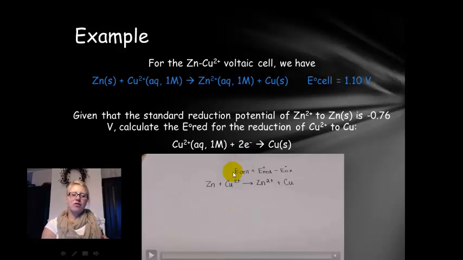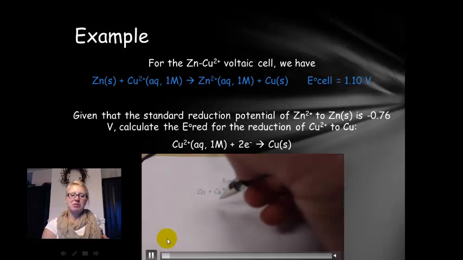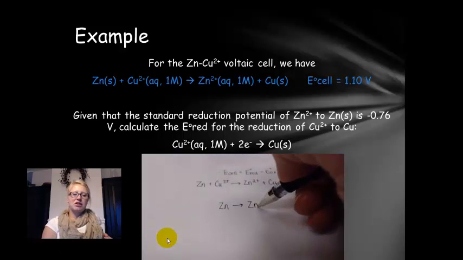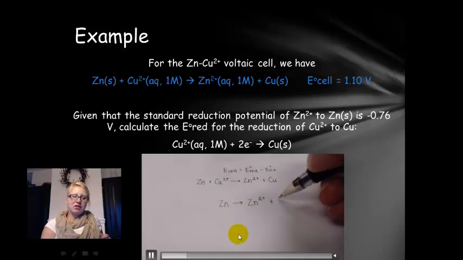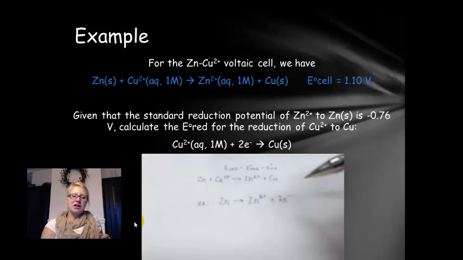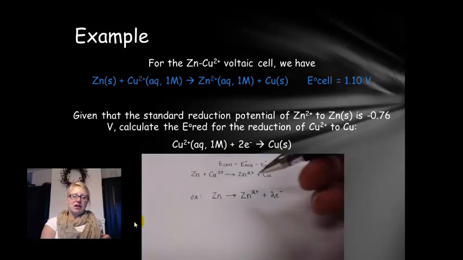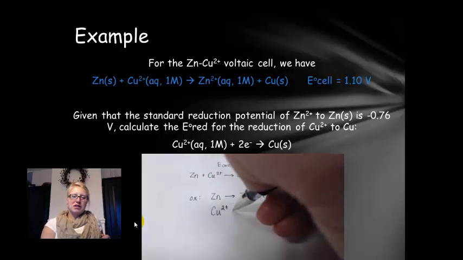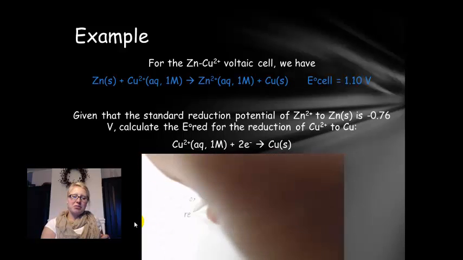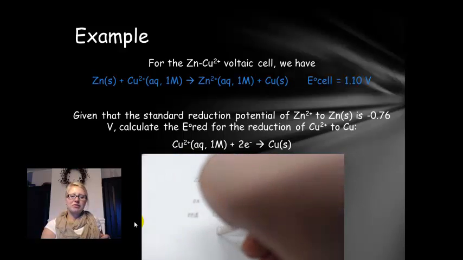So again, our formula is the standard reduction potential of the cell equals E red minus E ox. So the first thing we need to do is decide what is being reduced and what is being oxidized, just like most other voltaic cells or redox problems. So zinc is going from zinc metal to zinc plus 2, which means that it's losing electrons. So the zinc is being oxidized. The copper is going from copper plus 2, gaining 2 electrons to become copper metal. So this must be reduced.